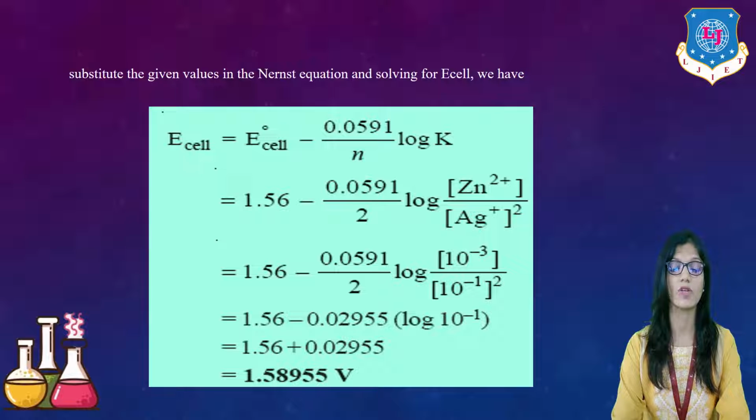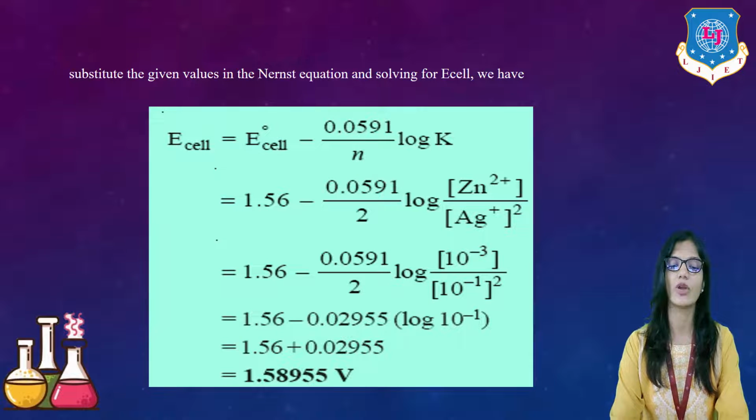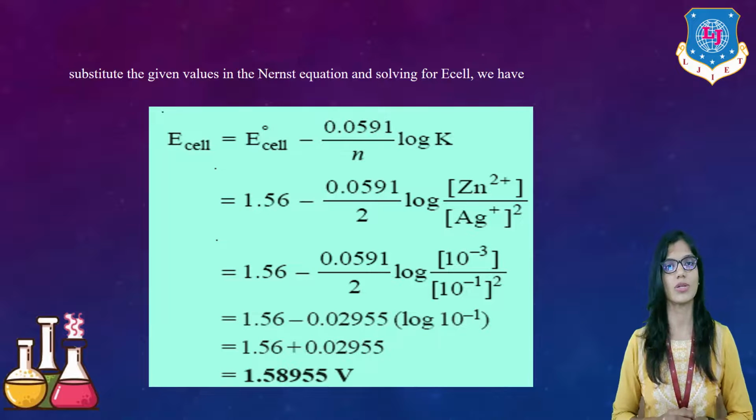So we will get a term which is equal to 1.56 minus 0.02955 into log of 10 raised to minus 1. So we get 1.56 plus 0.02955. And at the last we get E cell equal to 1.58955 volts. So that will give you the EMF of the given cell. We can write that the EMF of the given cell is 1.58955 volts. Okay, this is all for this session. Thank you so much.